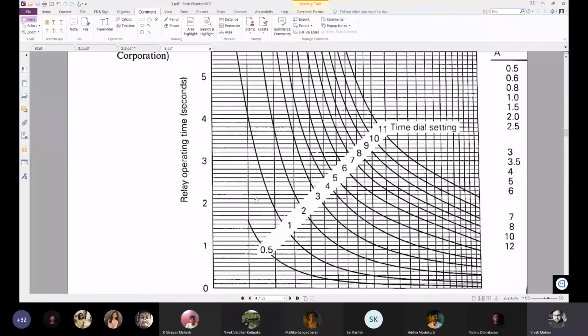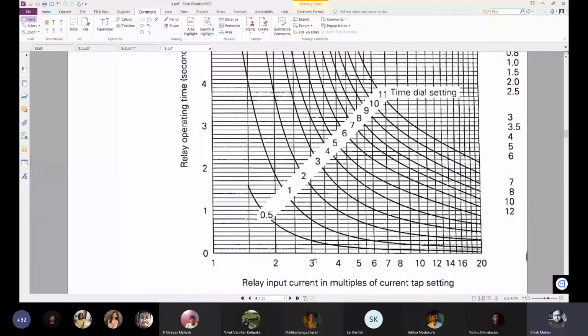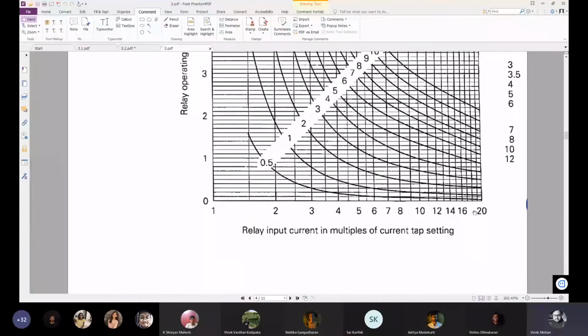Yes, this is what I told. Several curves are there. Each curve corresponds to one time setting multiplier. According to the PSM, if you are taking PSM on the horizontal axis, here it is taken as relay input current in multiples of current tap setting. This is just a multiplier. This does not contain the secondary CT rated current. In PSM, we have the secondary rated current also, that's all.